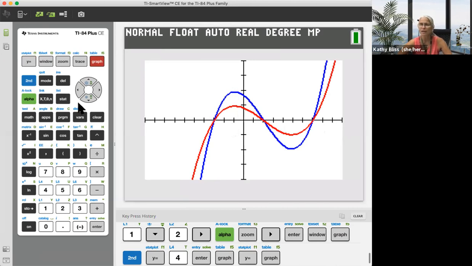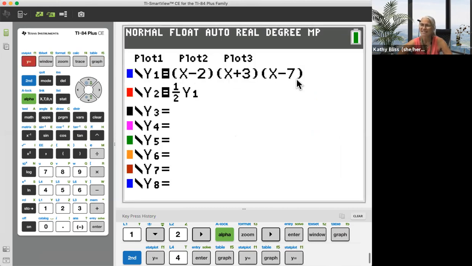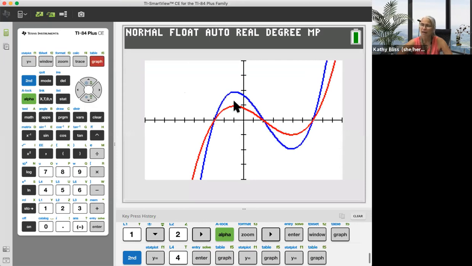And like we talked about, what we notice about these is that they all cross at the same place. That's because when I go back to my y equals, they all have the same factors, which give the x-intercepts. What is different is, if you notice the graph, my y-intercepts are different, and that's because one is multiplied by 1/2, the other one is not. It looks a lot the same, but the second one isn't quite as tall. If you think about it, the entire equation is being multiplied by 1/2, so the y values aren't going to go as high.